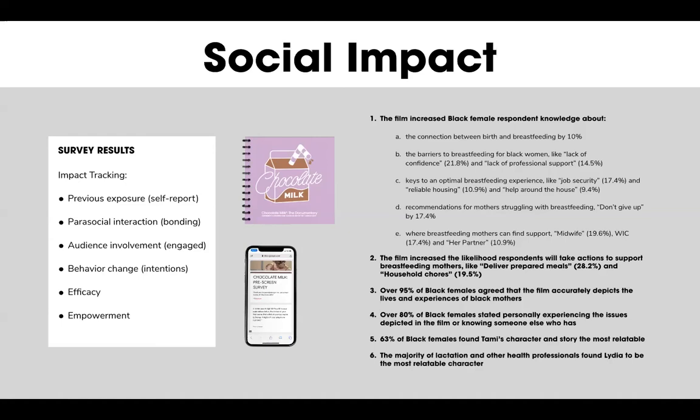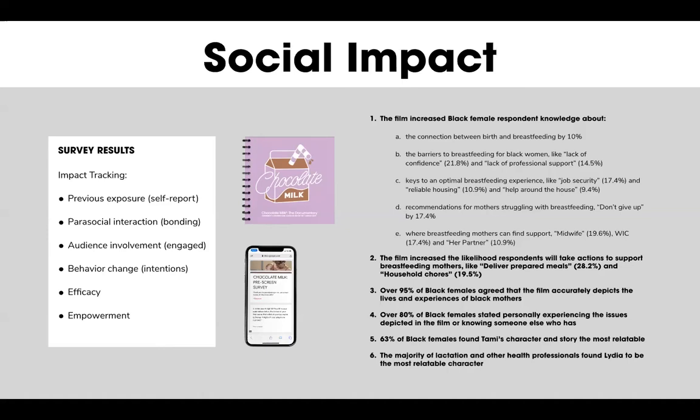Another finding that increased regarding respondent knowledge were the recommendations that someone might make to a mother who's struggling with breastfeeding. Before, the number one recommendation was ask for help, but after watching the film, don't give up became the number one recommendation that increased, and it increased by 17%.